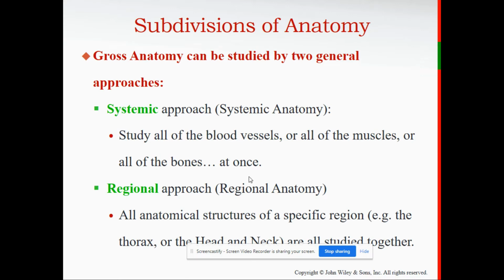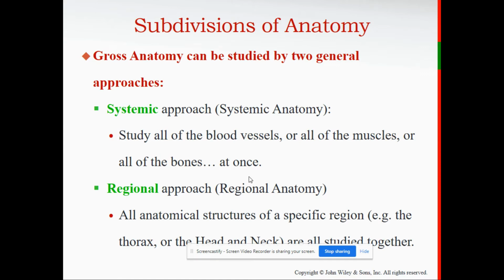This class will talk about the human body from more of a systemic approach, meaning once we get through these first two units, the intro and then the tissues unit, we will then start looking at the body by each system. So it will be a systemic approach.